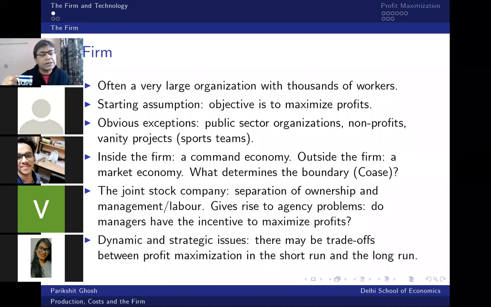So before we set out on laying out the mathematical model for the classical theory of the firm, let's take a step back and try to understand the overall nature of this theory and the sort of implicit assumptions that go into it. So of course, the starting assumption of this classical theory is that the objective of firms is to maximize profits. Now, you can obviously very easily think of exceptions.